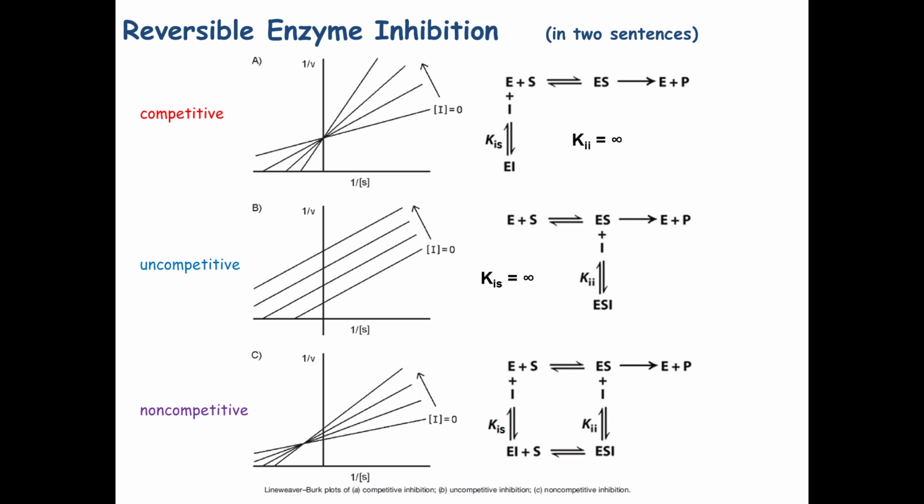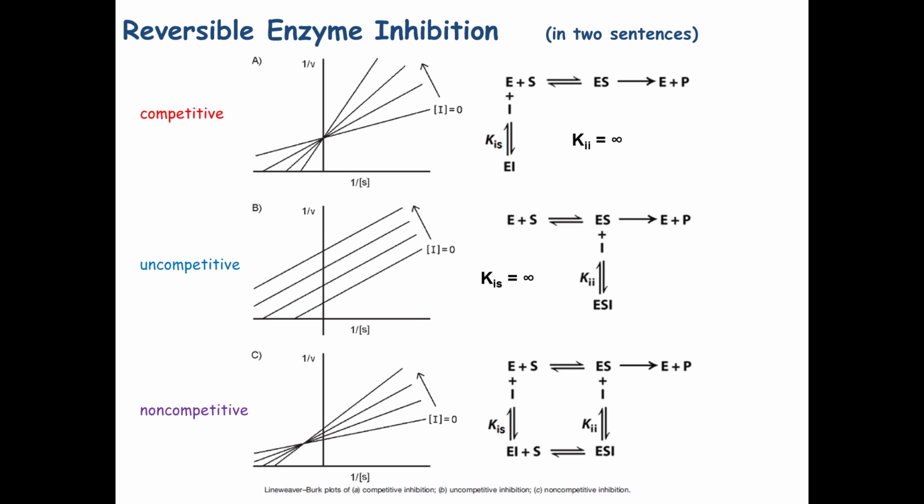And in the last one at the bottom, what can you tell me about those 4 lines? Well, they all have different slopes again, and they all have different y-intercepts. The lines do cross, but they don't cross on the y-axis. So in a non-competitive case, they have a changing slope and a changing y-intercept. Now, a lot of books will call this mixed inhibition, with non-competitive being a special case of it. But under these definitions, we're going to call all of those non-competitive.